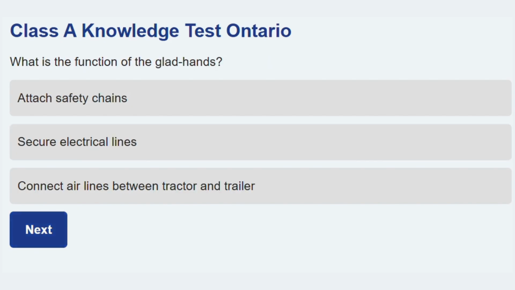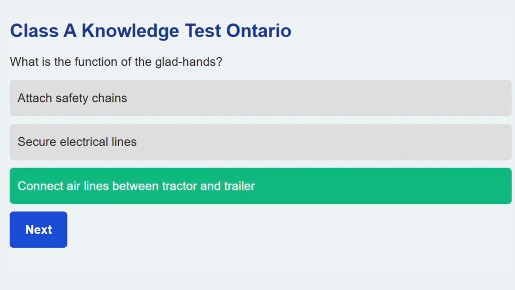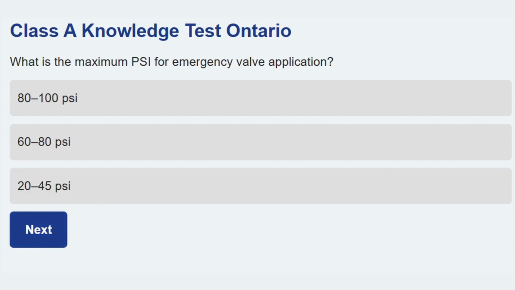Moving on. What is the function of the glad hands? Connect air lines between tractor and trailer. Enables service and emergency brakes.